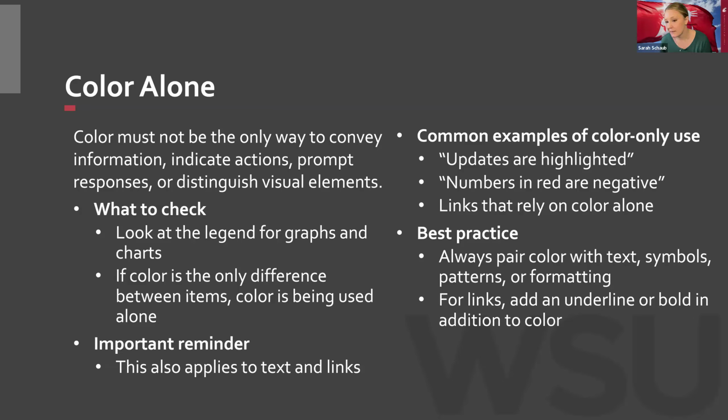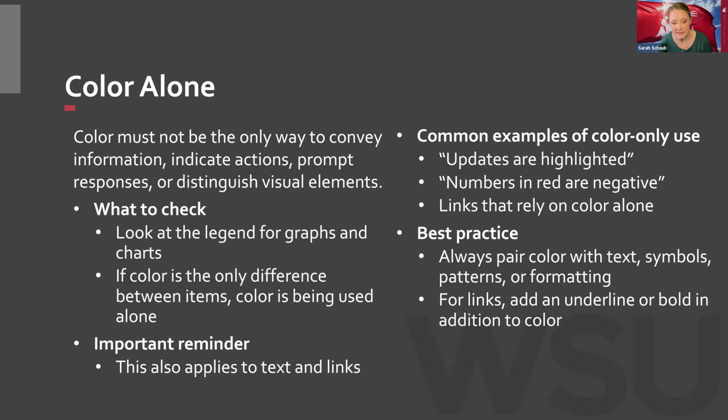Another example would be numbers in red are negative, and if you only had the numbers in red, somebody with color blindness might not be able to understand. So again, you would either need to add another element for visual distinction, whether it be bolded or emphasis, or italics. And then links that rely on color alone.